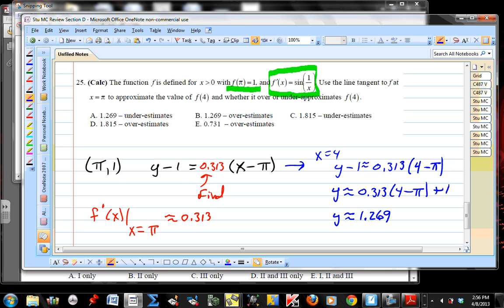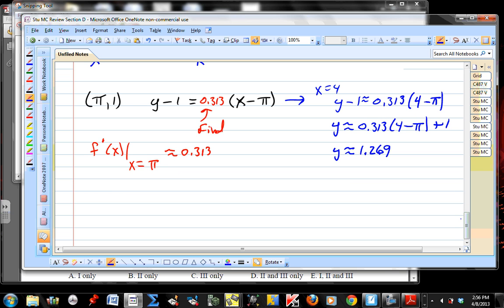So that means this function value, we don't know what the function is. The function value is approximately 1.269. We just need to determine if it's an over or underestimate. Well, the good news is we can eliminate options C, D, and E. So those are different y values. Now we need to determine if the answer is A or if the answer is B. To determine that, it would help if we knew something about the concavity of our curve around this point when x is pi. So let's discuss f prime prime of x.